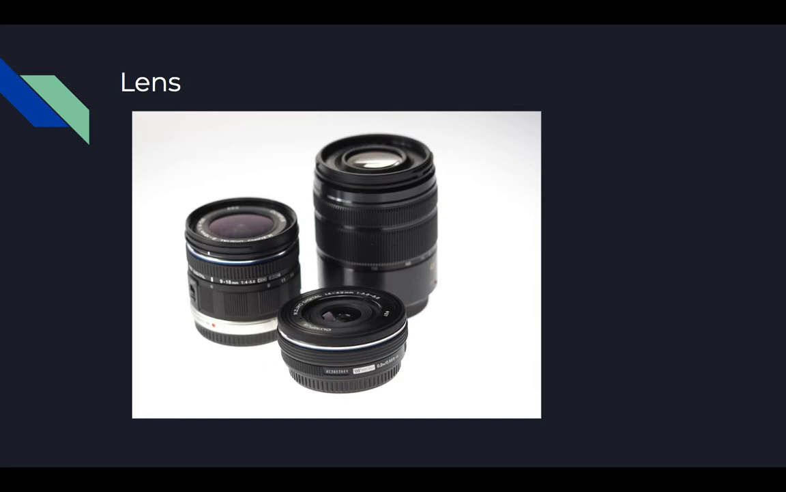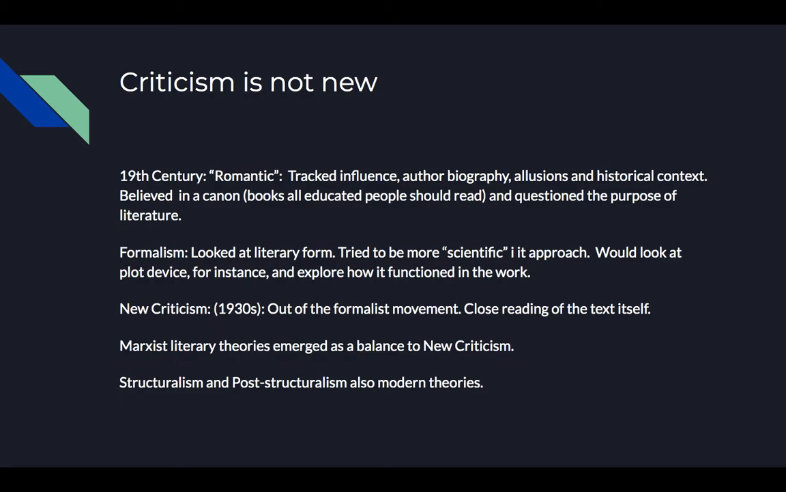As we know, lenses make things look different. If I look at the same picture outside in my backyard with a wide lens versus a close-up lens, what I see is going to be very, very different. And so when we are using a critical lens, we're trying to identify what we want our readers to see as they're experiencing this novel.